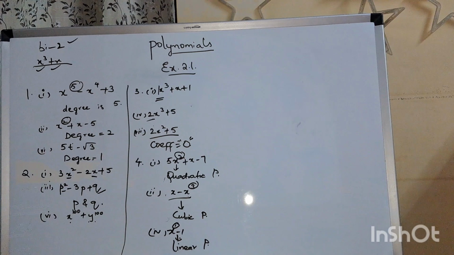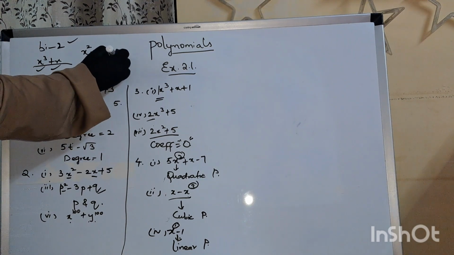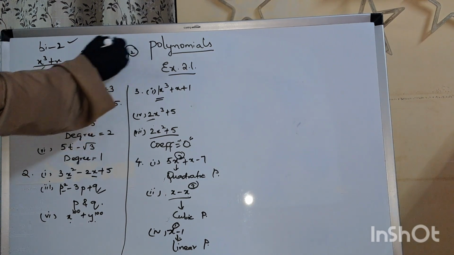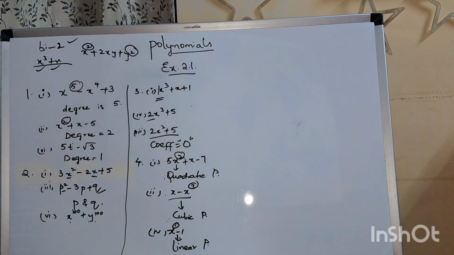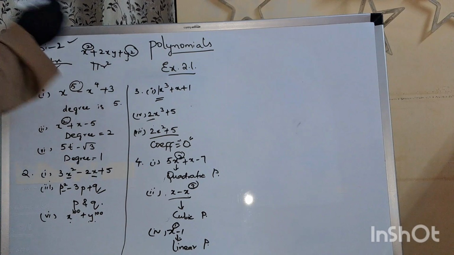Yes. Degree of 0 polynomial is 0. No, it is false. Next, the degree of x cube plus x square plus 2xy plus y square is 2. Yes, it is true. Why? Because in this equation, x square plus 2xy plus y square, here degree 2, here degree 2, right? So the degree of this polynomial is 2. Next, pi r square, is it a monomial?